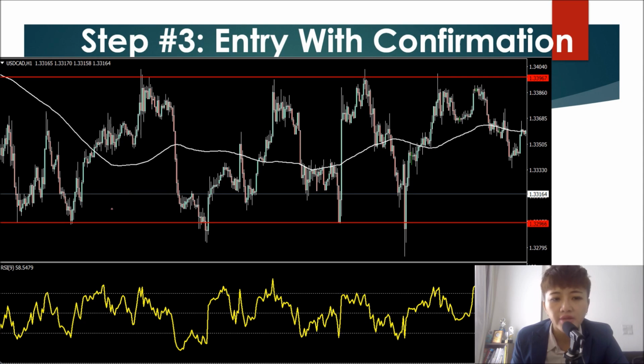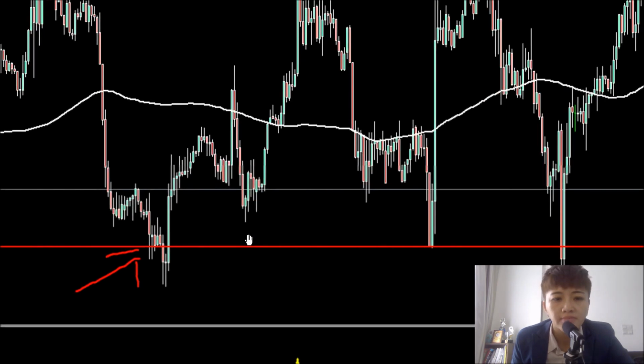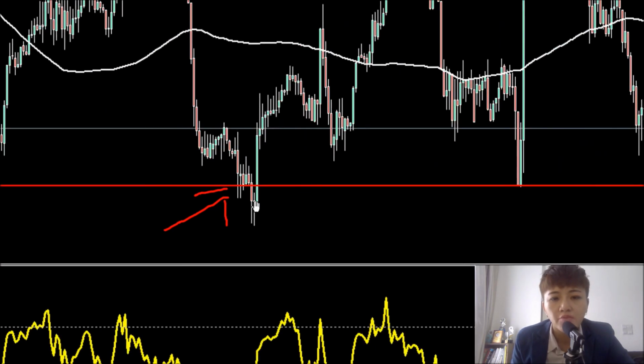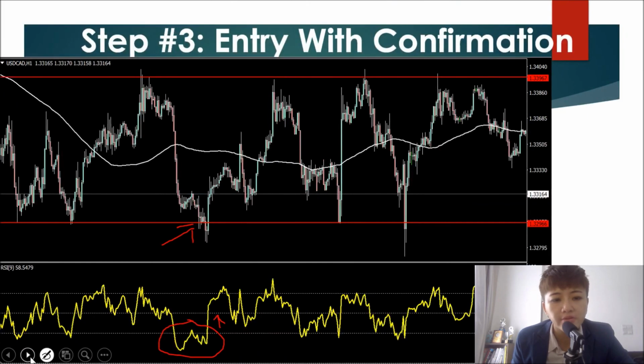Now you can enter with confirmation with a candlestick pattern, okay, once it has support line for the third time with a bullish candlestick signal. If you use RSI, okay, it went from below 30 back to above 30. The best entry you can make is when the price, okay, went from below the support line back into the range. So a good entry point is right after this candle closes.